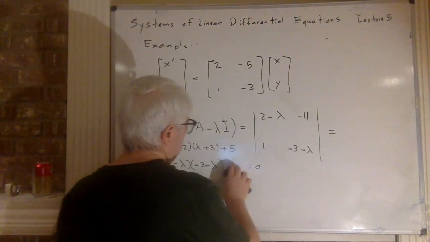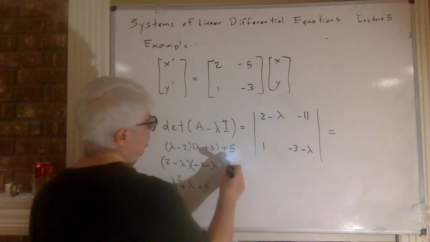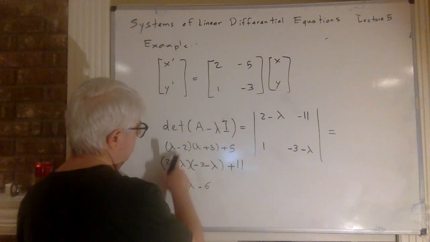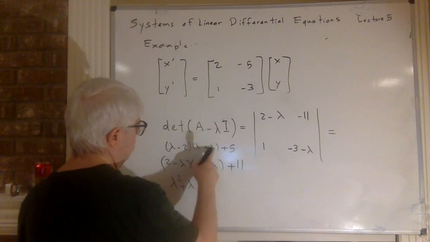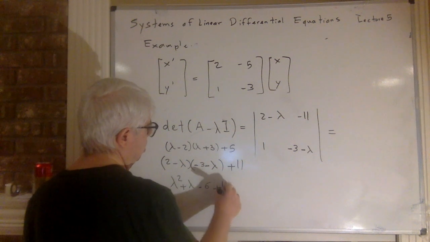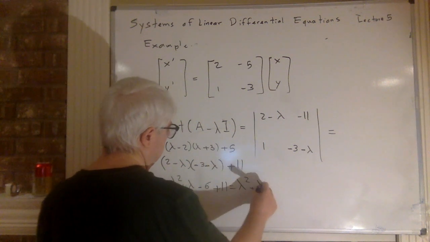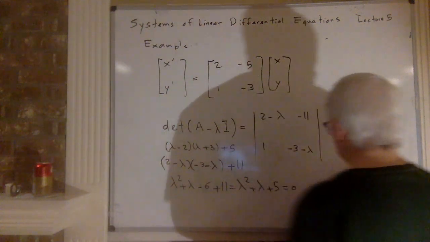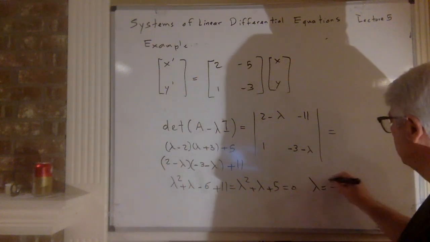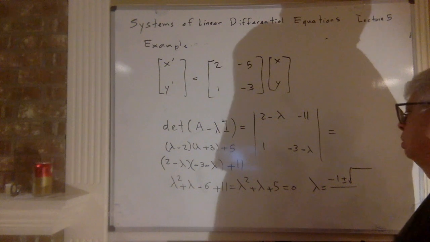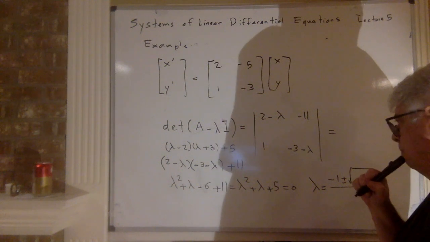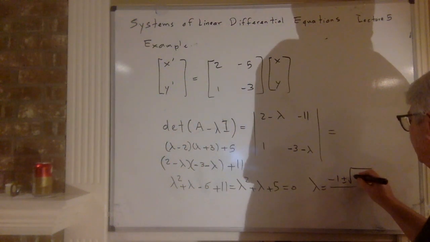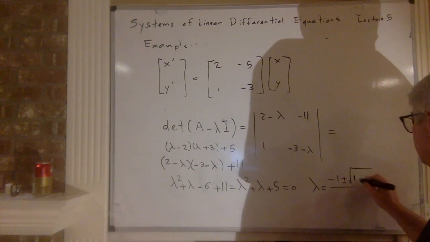Let's try. It's good practice to cook up some problem. So lambda squared minus that's plus lambda minus 6, say plus 11, that's lambda squared plus lambda plus 5 equal to 0, and lambda will be minus 1 plus minus, okay, that is 1 minus 20.